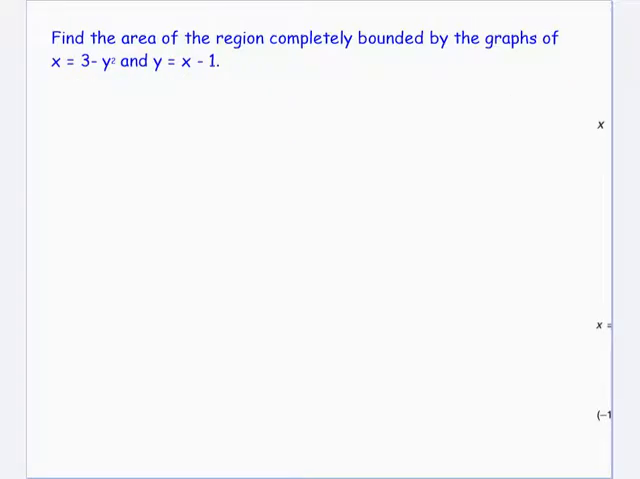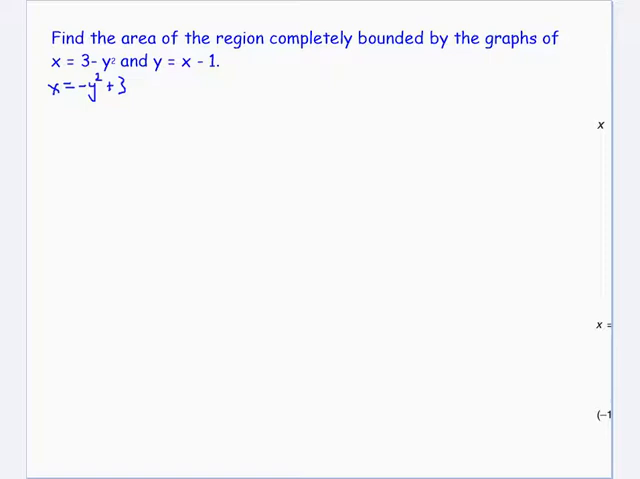So let's look at one more. Find the area of the region completely bounded by the graphs of x equals 3 minus y squared and y equals x minus 1. We're really familiar with this one. This is a line. The y-intercept is negative 1. The slope is 1, so we know the graph of that. Oftentimes we would see the parabola in the form negative y squared plus 3. So this is a parabola that's going to be opening to the left, and it's moved to the right 3. So we could sketch those graphs.